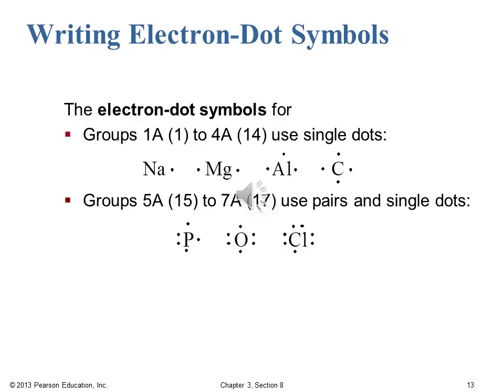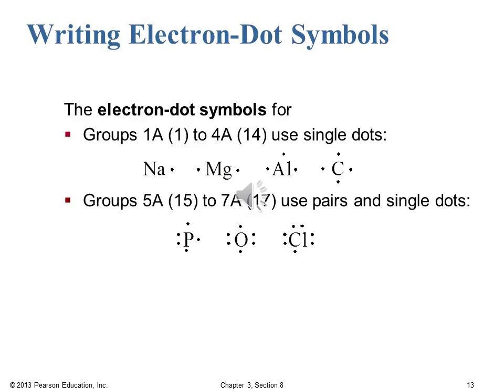Once we go beyond group 4A or 14 with the main group elements for groups 5A to 7A, or really even 8A, we would have pairs now. So it doesn't matter so much where you put the pairs. Most of the time, I've seen the pairs above the P here in the case of phosphorus or oxygen, but here they show the pairing first to the left and then to the right. That is not really critical.